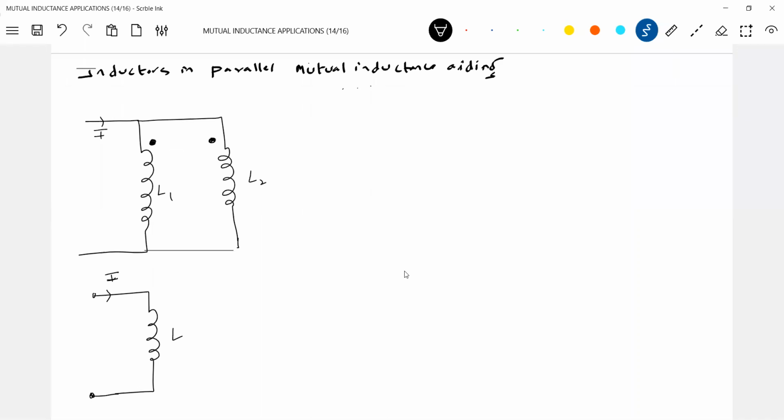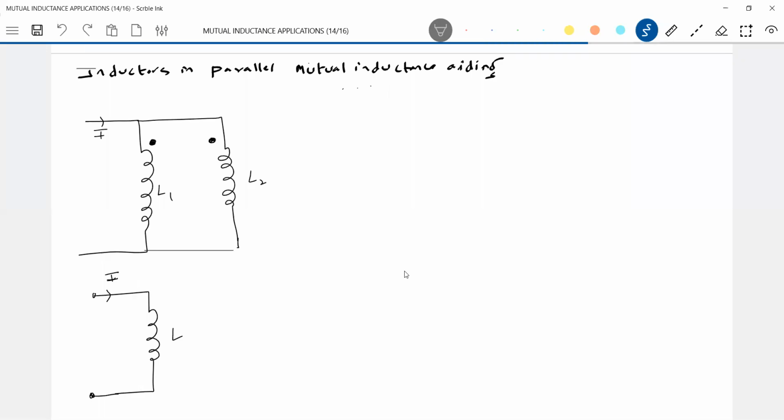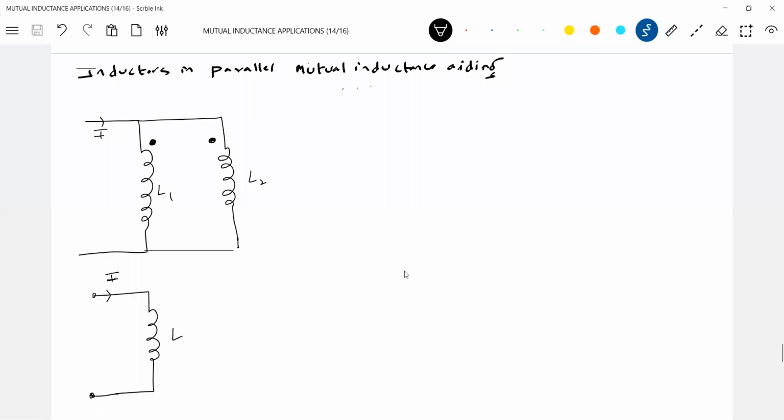I'll show for flux aiding, then what happens, flux opposing, you work out on your own. So I'll send a current I. Let me apply a drop, V or V naught, any other symbol you can apply. So let me take V naught. So let the current here be I1, let the current here be I2.